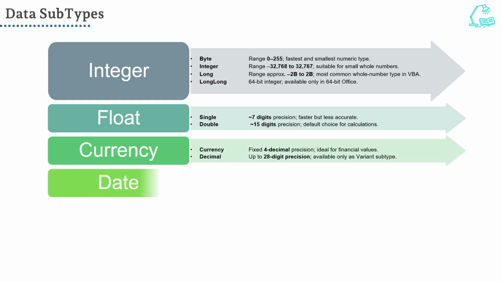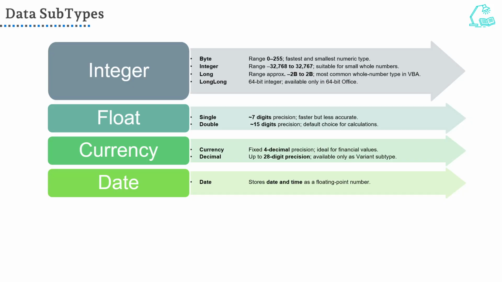The next subtype is Date. Even though it looks like a date or a time value, Excel actually stores it as a floating point number, where the whole number represents the date and the decimal fraction represents the time. This approach allows date and time values to be compared and calculated just like regular numbers.